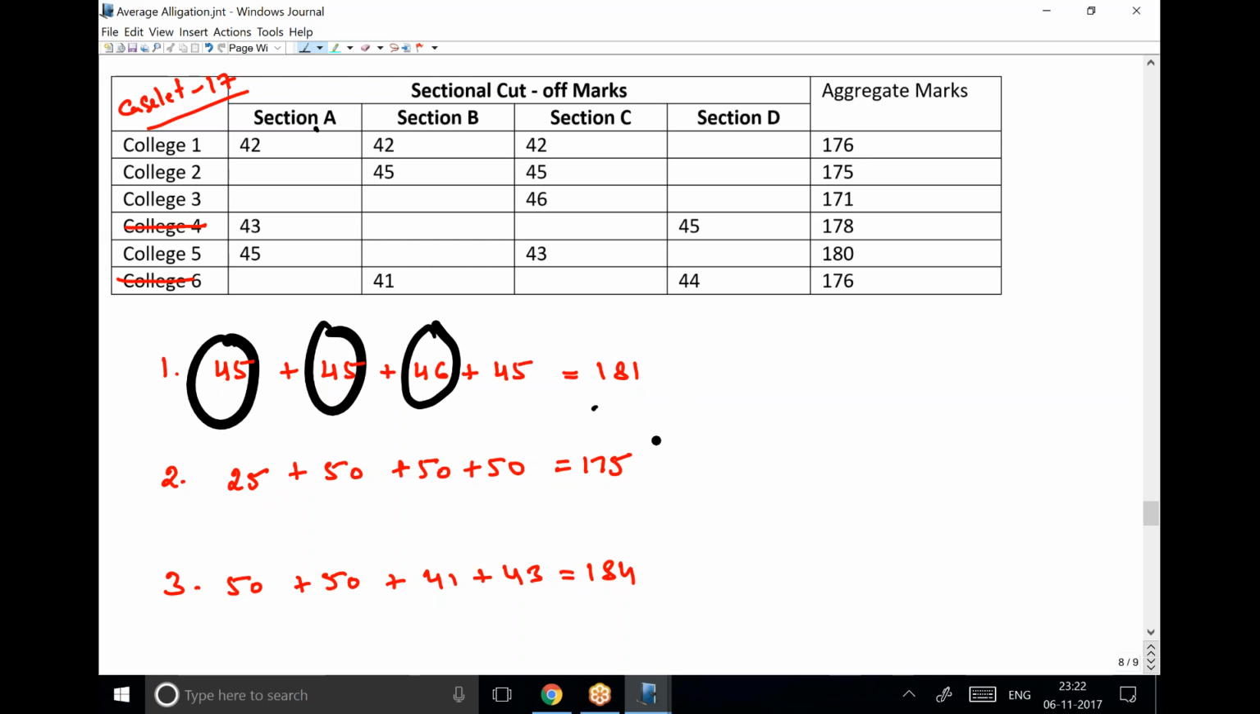So from here you can see it is 45. He will be clearing the section D cutoff. So I have taken all the cutoffs here on a section basis, which comes out to be 181. So the right answer for question number 1 comes out to be option B, for Bangalore.